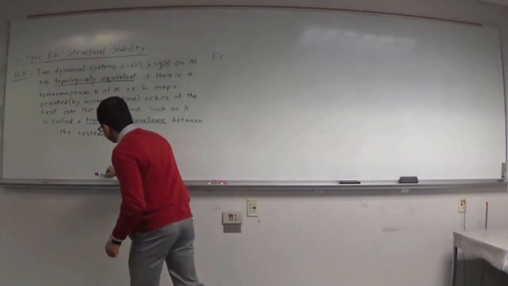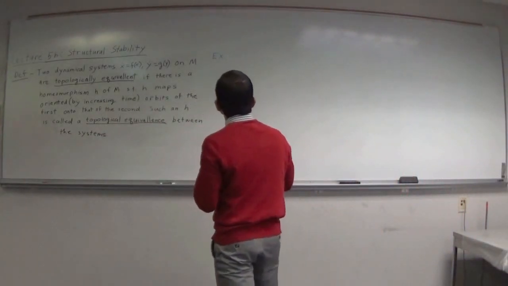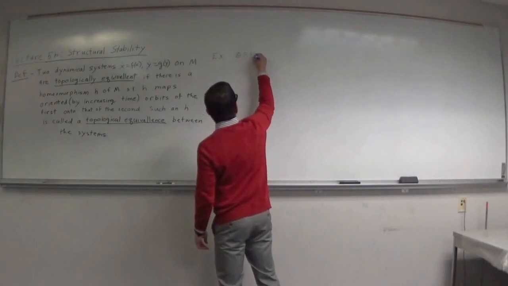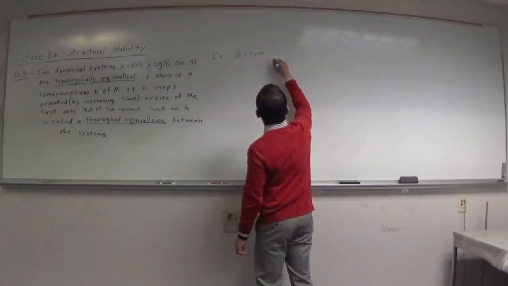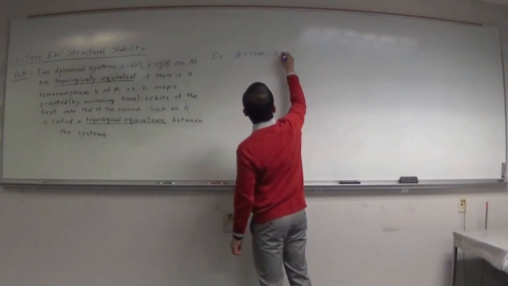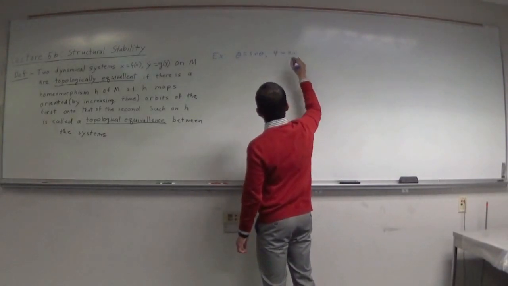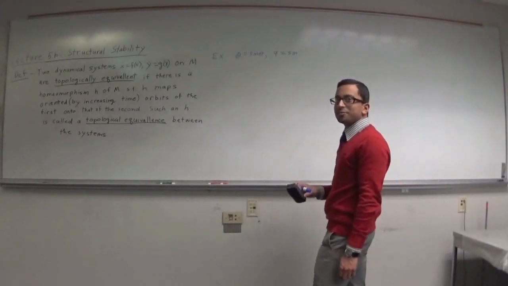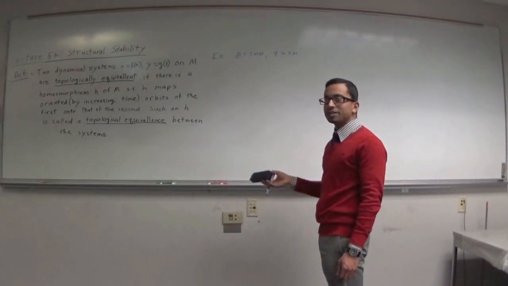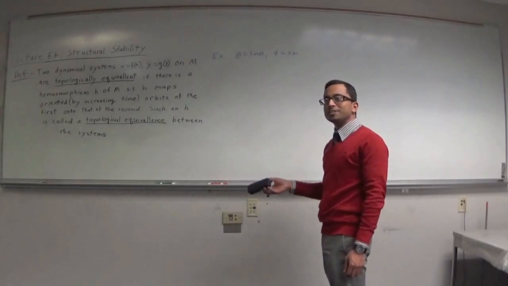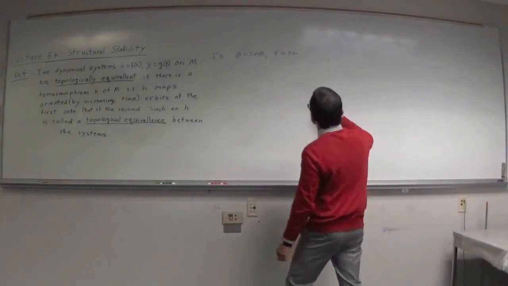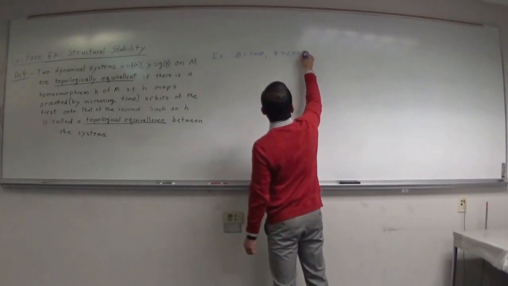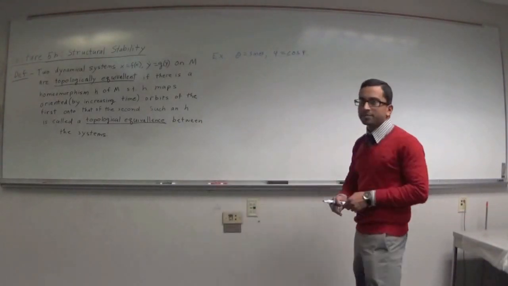So let's take this as an example. Let's say that theta dot equals sine theta, and phi dot equals, not sine, of course. If I use sine phi, of course it's going to be topologically equivalent, but trivially, right? Because it's the same system. So cosine phi. Let's use that.